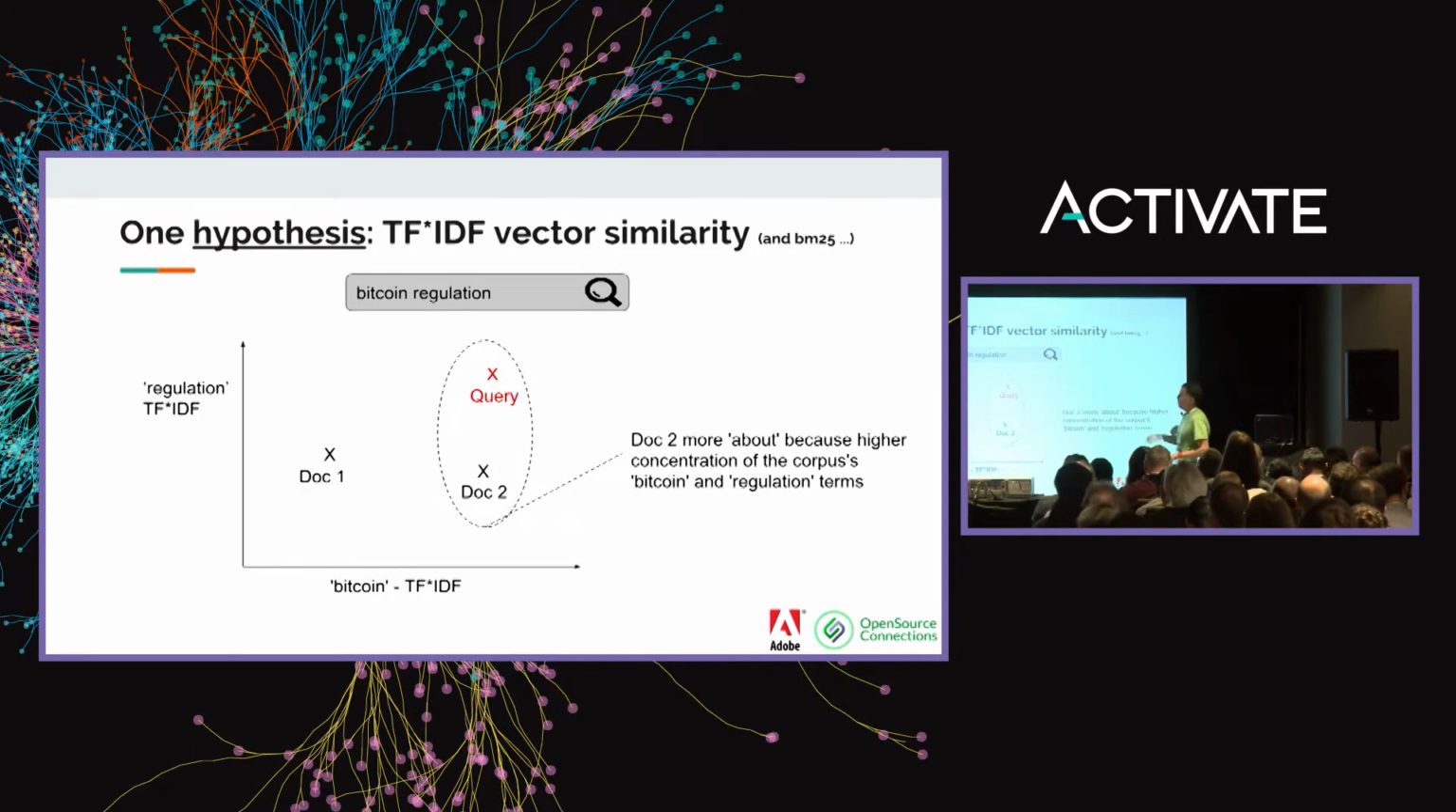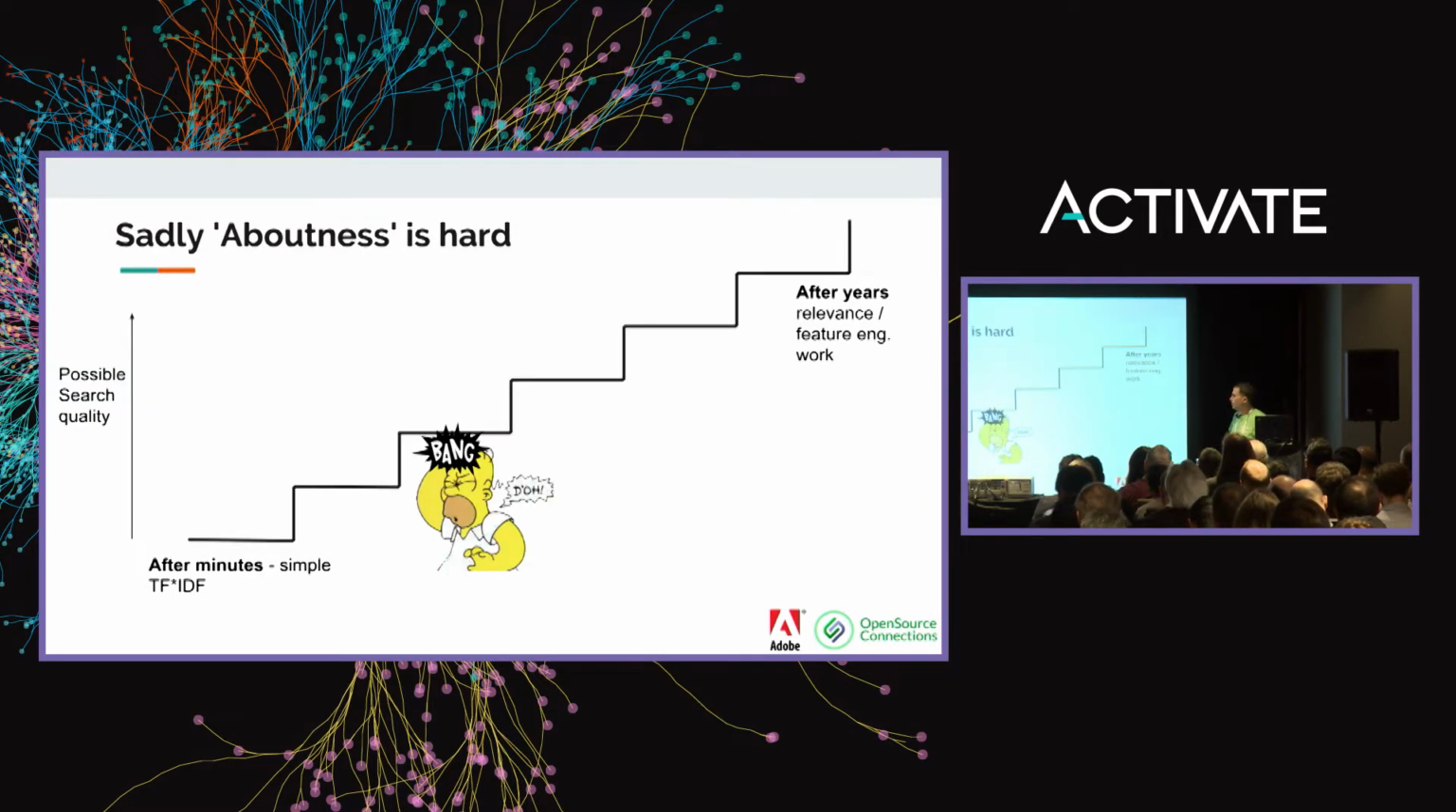And of course, one hypothesis, and I think we're finally at the point where we treat this as a hypothesis and not just the way a search engine works, is that TF-IDF is a measure of aboutness. If we figure out the document that has more proportion of Bitcoin and regulation terms, it's probably closer to the query and more about the query. That's one hypothesis. Sadly, that doesn't always work.